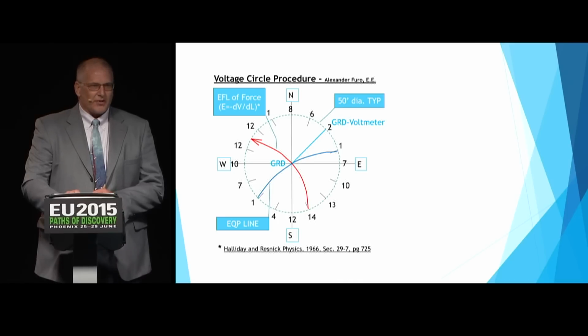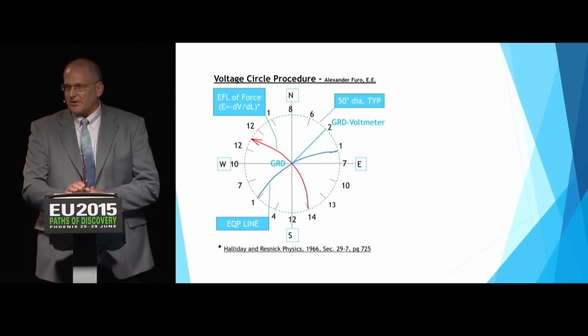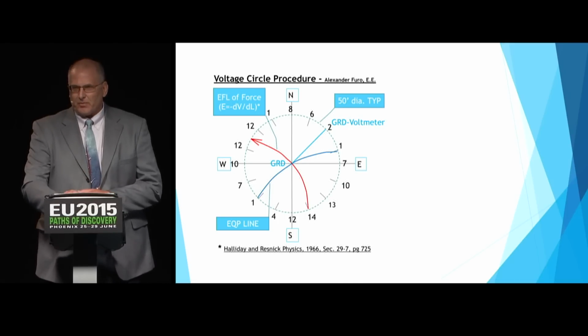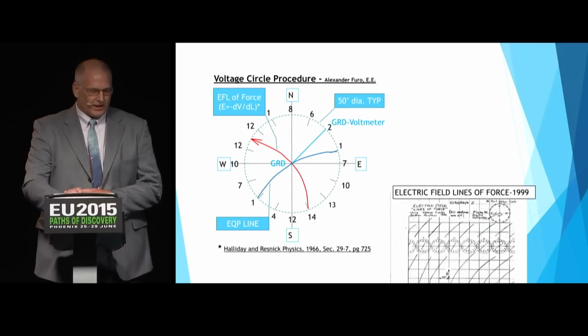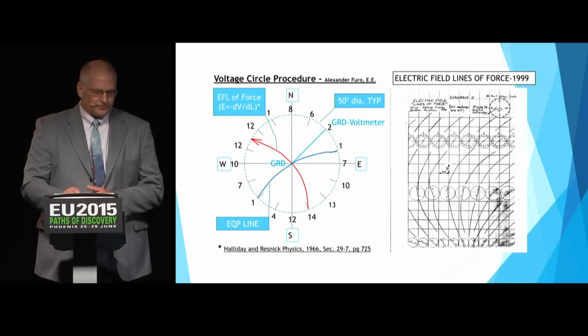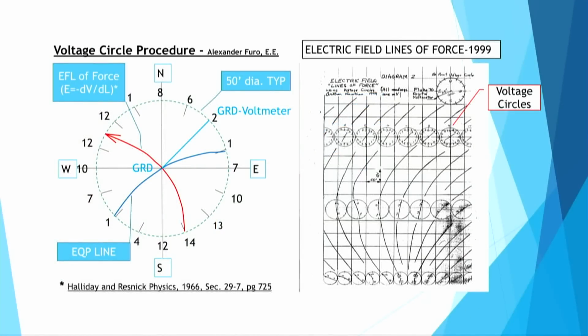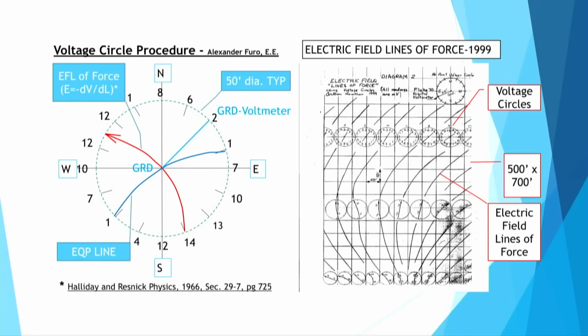With this procedure, I was able to do electric survey, and I show you a portion of that here. You can see the voltage circles. This area is about 500 foot by 700 foot, and it's a hay field. And you can see the resultant electric field lines of force.